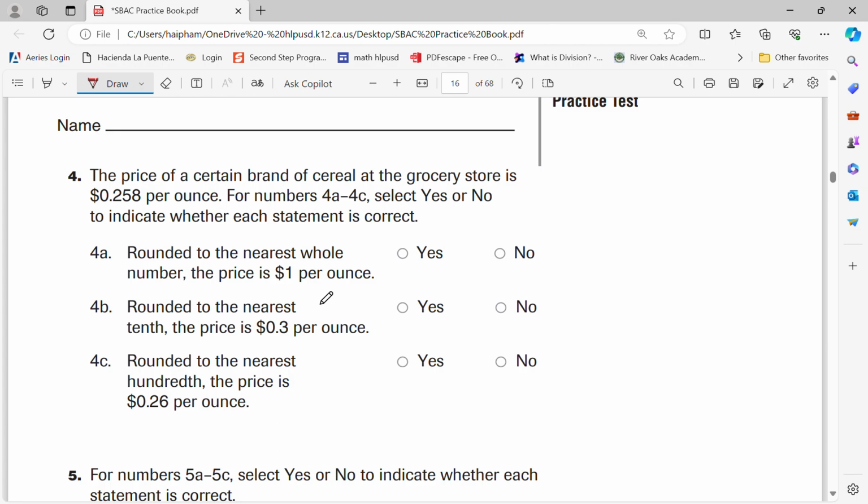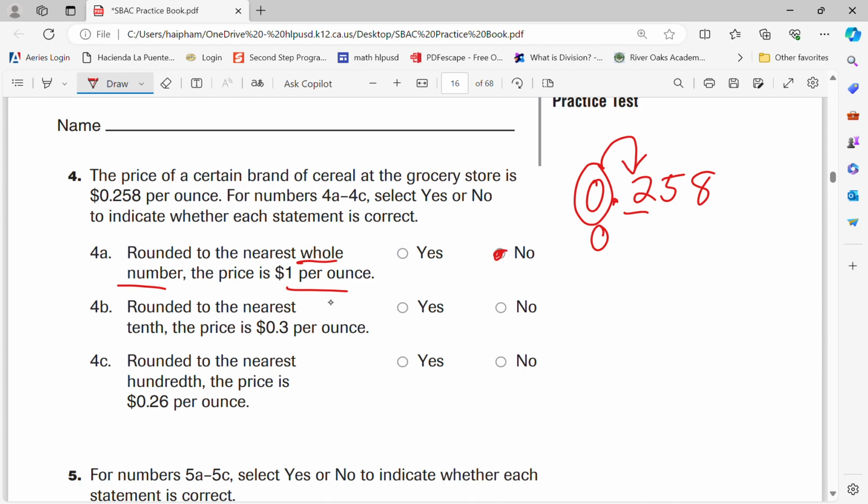Rounded to the nearest whole number, the price is $1 per ounce. Now let's write the price. We have 0.258, and our nearest whole number would be the 0. Look at the 2. 2 is a baby. We're going to let that 0 rest, which does not equal $1 per ounce. So we're going to say no here.